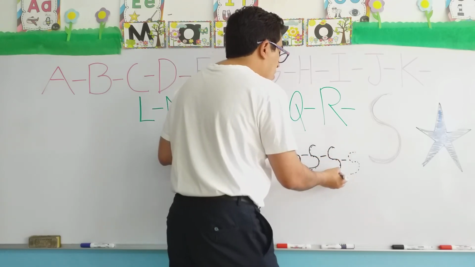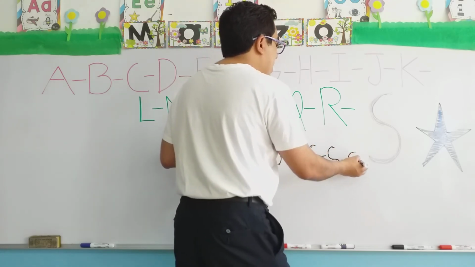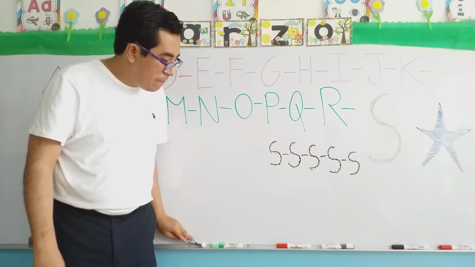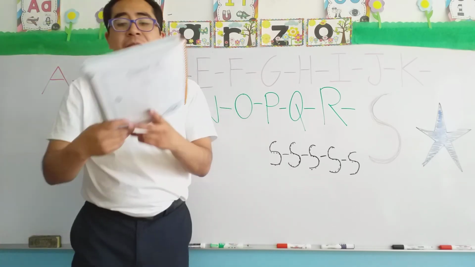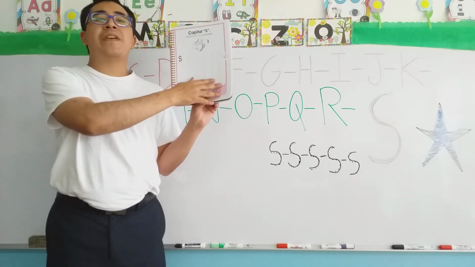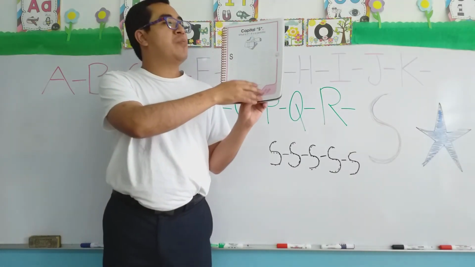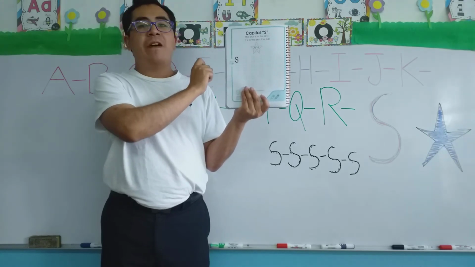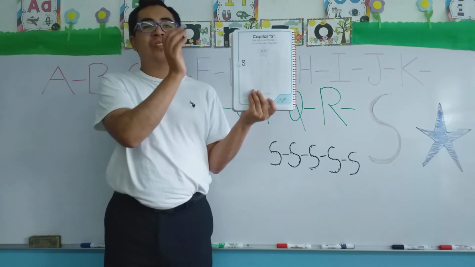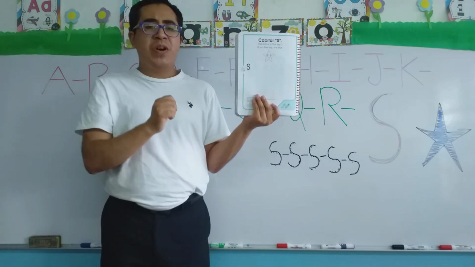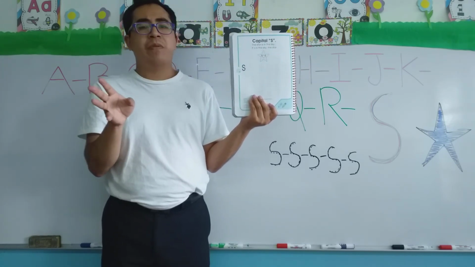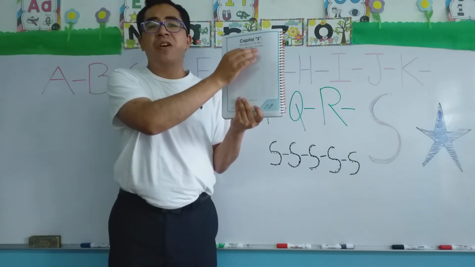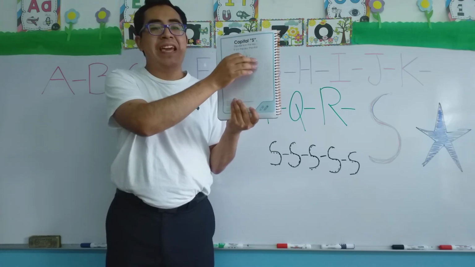Star, a shiny object that appears at night, begins with the letter S. Capital S. Now, once you have finished tracing all examples of the capital S, then we continue with the painting of the object, which is the star. Now, for a star, we have colors as yellow and color blue. But if you want to use another one, there is no problem. It's optional. Okay?